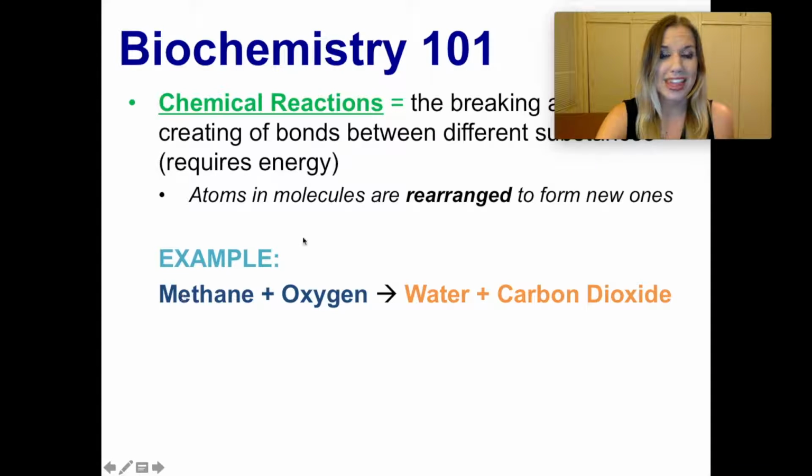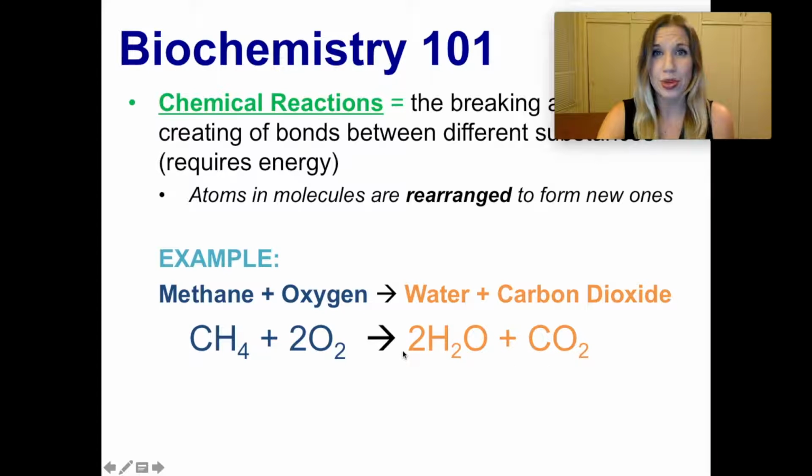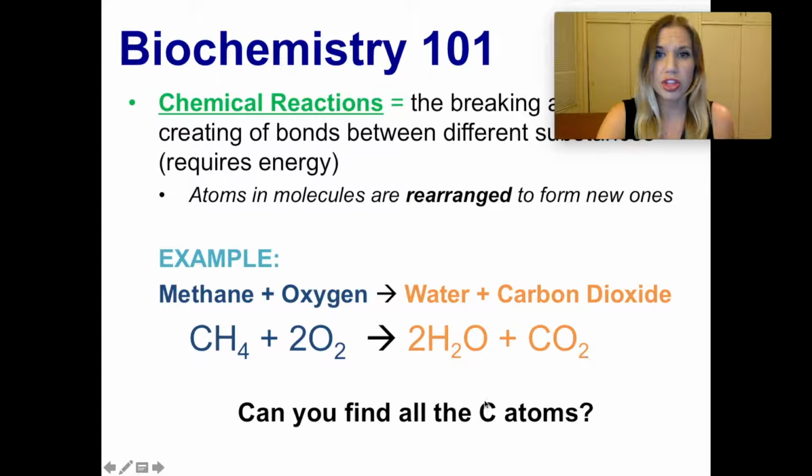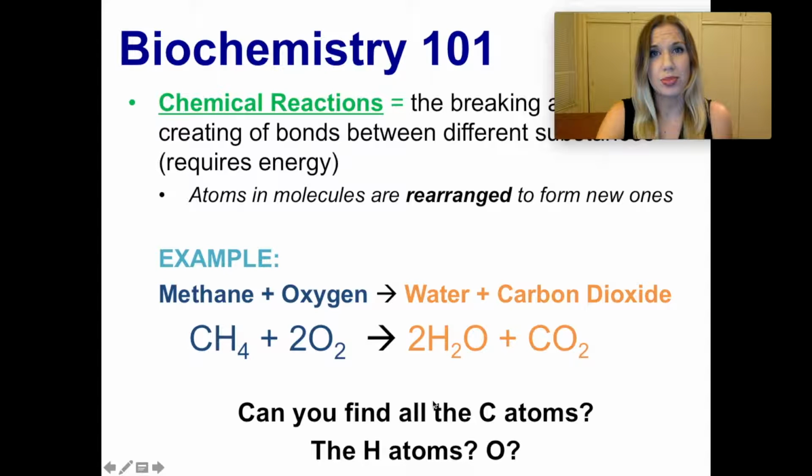An example, just so you can get a feel for it, is when we combine methane and oxygen to create water and carbon dioxide. This is an example of a chemical reaction, with some reactants on the left and some products on the right. Here is the chemical equation. I want you to briefly take a look at the atoms that you see here and name them to yourself. Can you find all the carbon atoms, the hydrogen atoms, the oxygen atoms, and do a quick count and see what you notice? I'm interested in the patterns that you find.